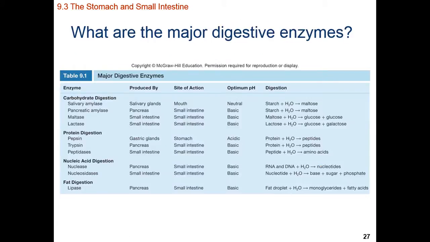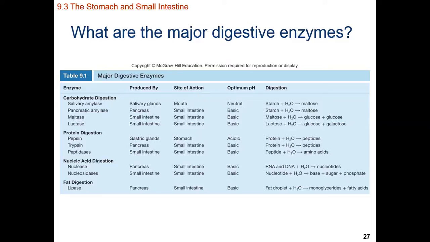Here is an overview of the major digestive enzymes. It's worth emphasizing that there are over 20 enzymes in the digestive system. These are the highlights. We have these amylases and maltases and lactases that are going to digest carbohydrates, and they are present in the mouth and small intestine.